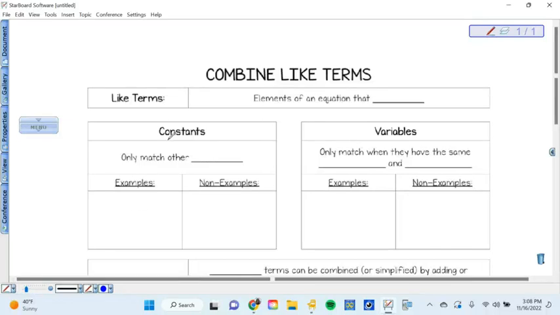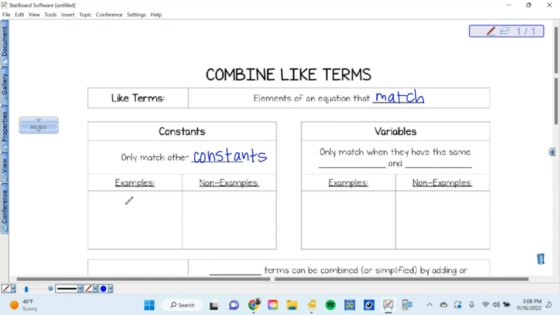Combining like terms. We'll go through this quick. Just a refresher. Like terms are just elements of an equation that match. And if you're looking at constants, constants only match other constants. Does anybody know what I mean by a constant?